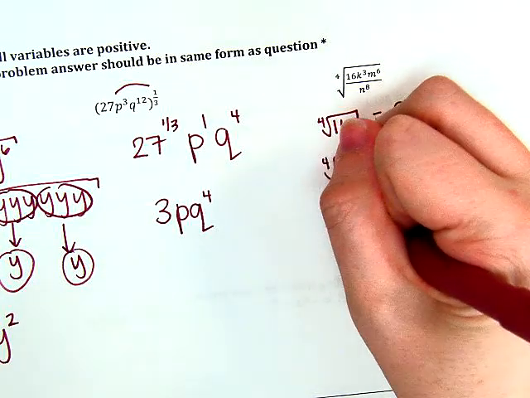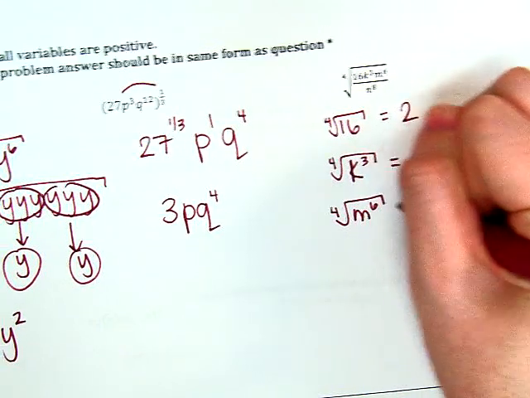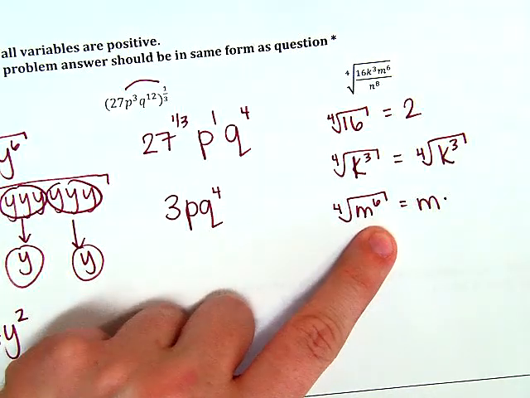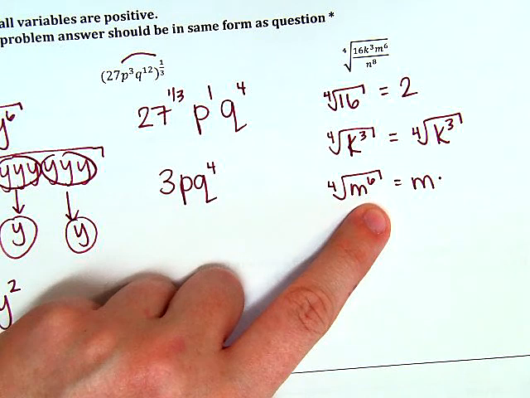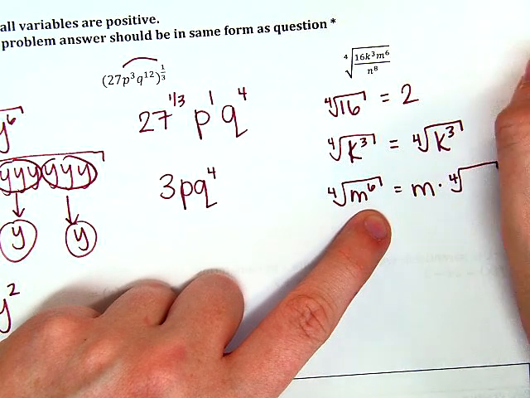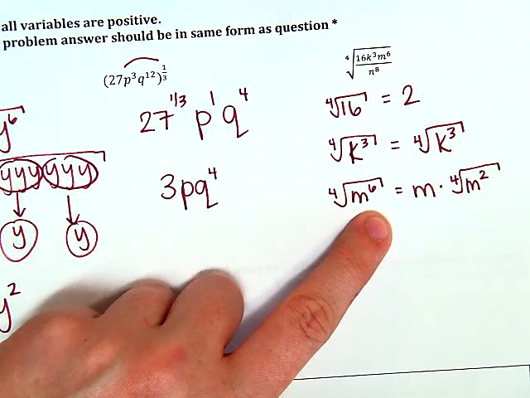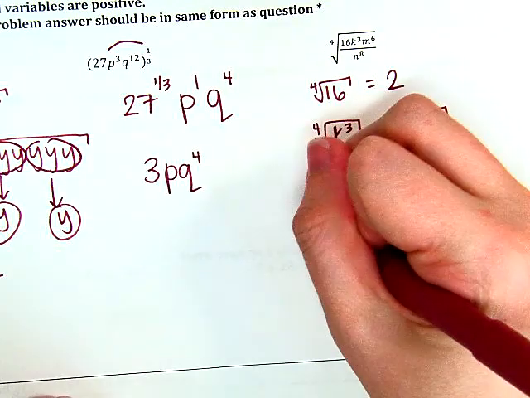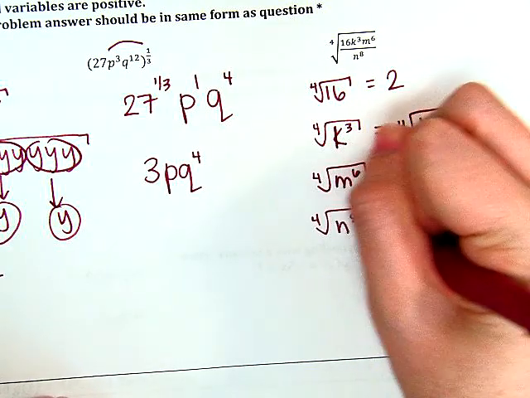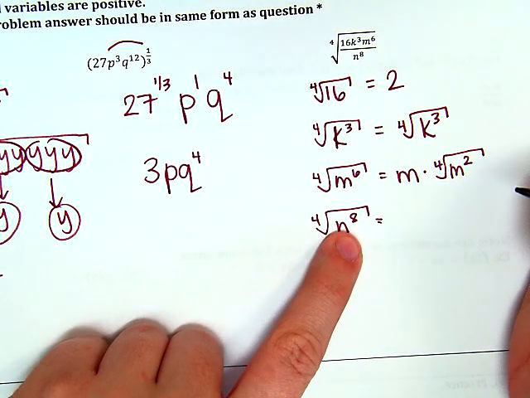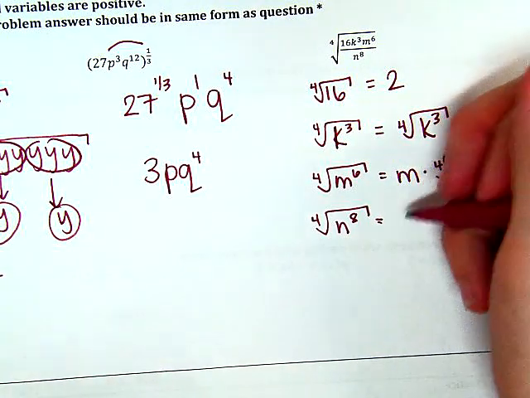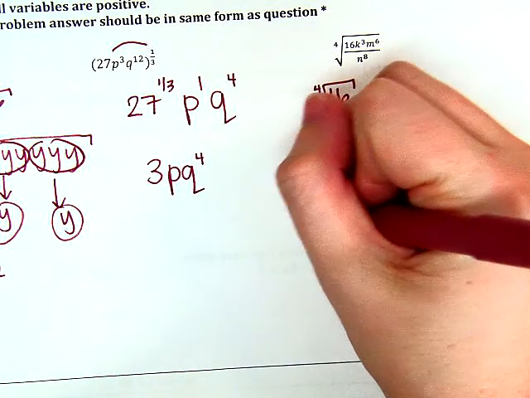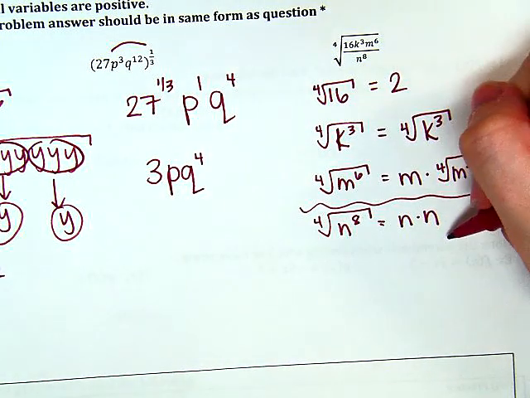My m, 4th root of m to the 6th. Well, I can take one group of 4 out. That becomes an m on the outside. Then I still have 2 on the inside, so I still have m squared on the inside. And on the bottom, I have the 4th root of n to the 8th. Got a nice number here. I can take out 2 groups of 4, so it becomes n times n. So this is all on the top. This is all on the bottom.